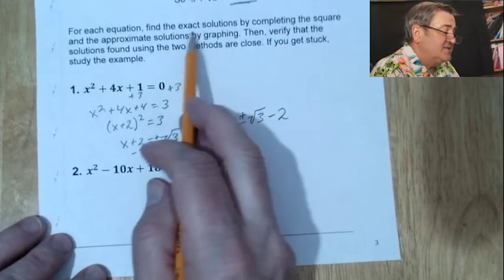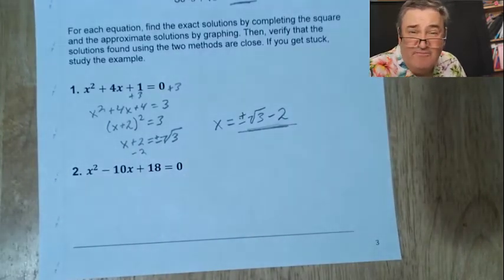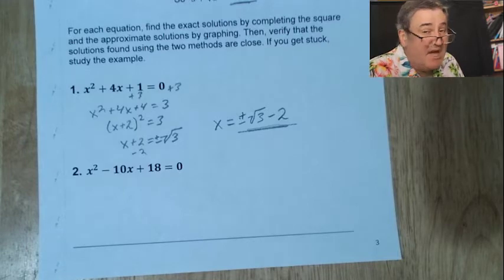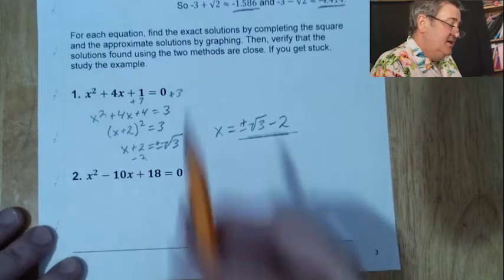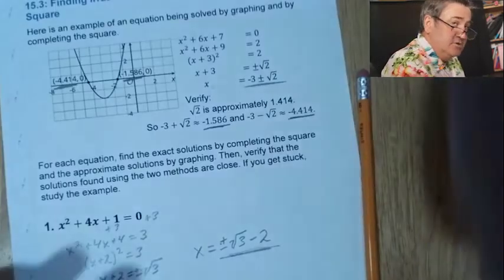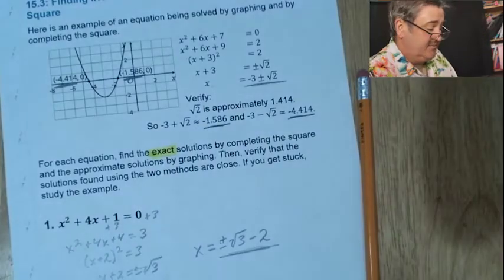So if it asks for exact solutions, you need to do this because this is exact. Graphing is approximate. It's not the same. It's very, very, very similar, but not the same. So look for that exact. Let me highlight, I'm going to highlight exact because that means something.